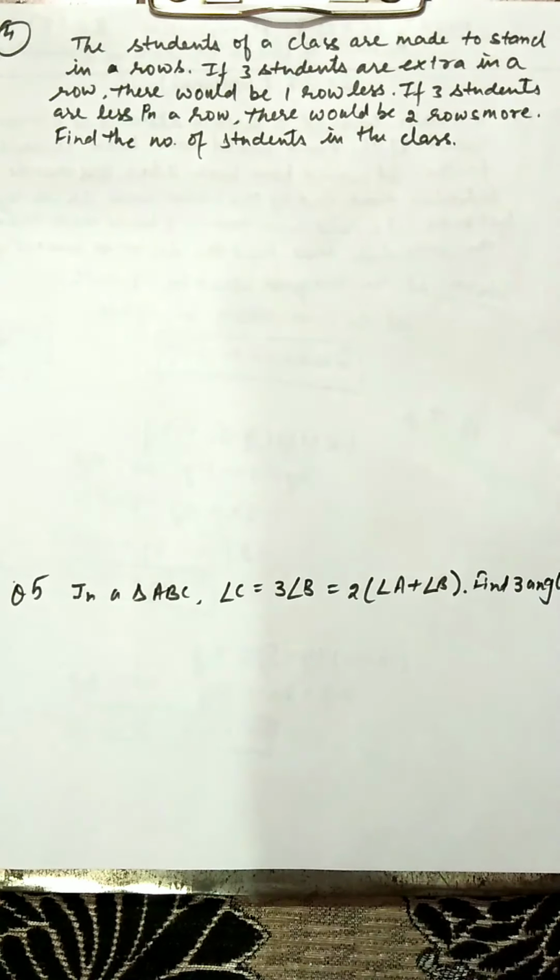Now this is question number 4. The students of a class are made to stand in rows. If 3 students are extra in a row, there would be 1 row less. If 3 students are less in a row, there would be 2 rows more. Find the number of students in the class.